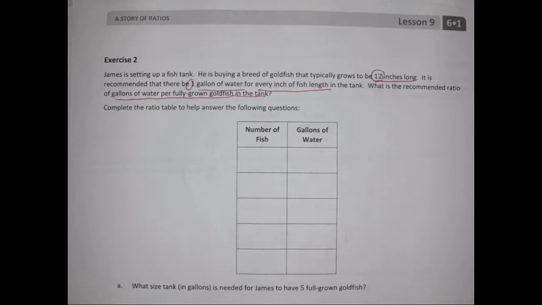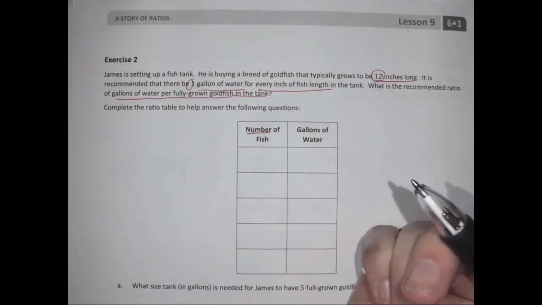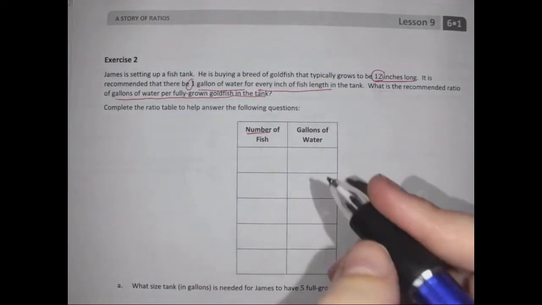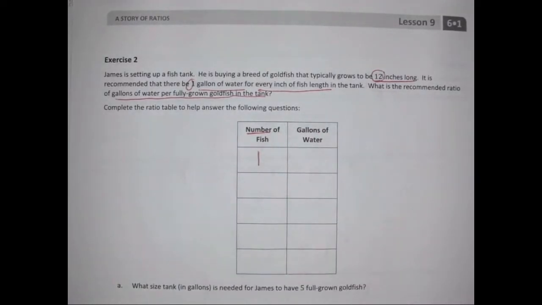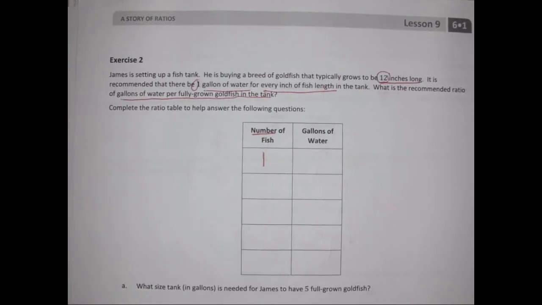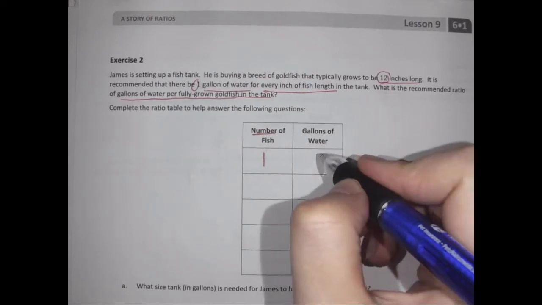Well, I know that 12 equals 1. Yes. So it's 12. Oh, hang on. Now this says number of fish, not how long the fish is, right? So I know 1 fish equals 12. Yes. And then we know that for every gallon of water, hang on, how do you know how many gallons of water to add? For every inch. So with 1 fish, how many inches do you have? 12 inches. So you need how many gallons? 12. Perfect. Now, I'm going to go ahead and write that as well.